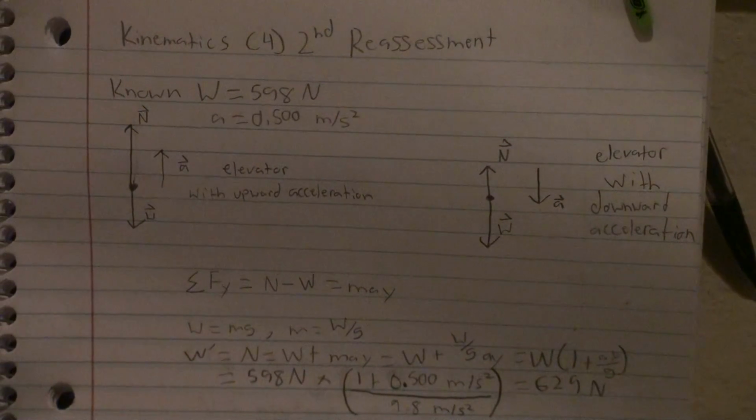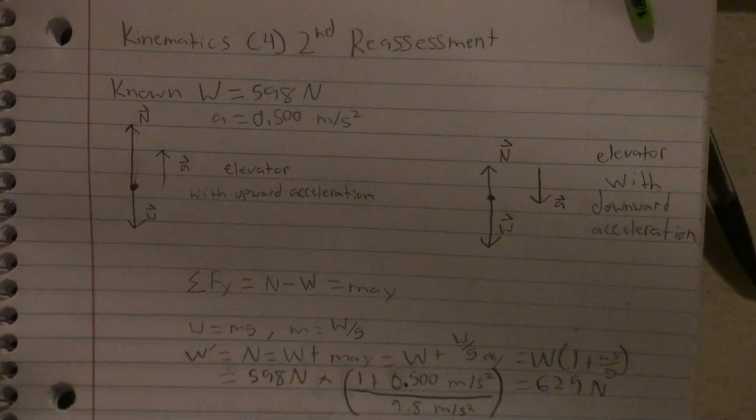Okay, so as mentioned in the email this video is attached to, a passenger weighing 598 newtons rides in an elevator. What is the apparent weight of the passenger in each of the following situations? In each case, the magnitude of the elevator's acceleration is 0.5 meters per second squared.